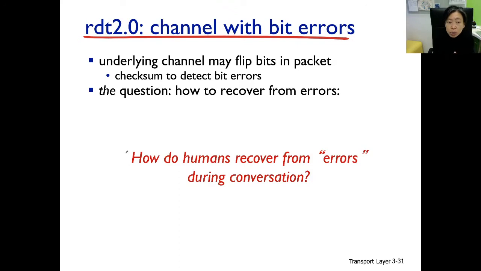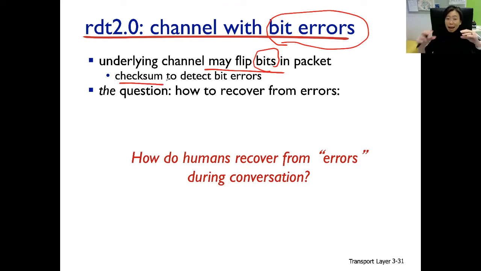And then RDT 2.0. This is when the channel is no longer perfect, but it's not so bad either. We do have some problem, but just this problem, having bit errors, meaning the packets, if you look inside, some of the bits might be flipped. Therefore, it fails the checksum check at the receiver. The computed checksum and the packet header checksum somehow didn't match. The receiver then detects the bit error. The question is, how do we recover from this error?